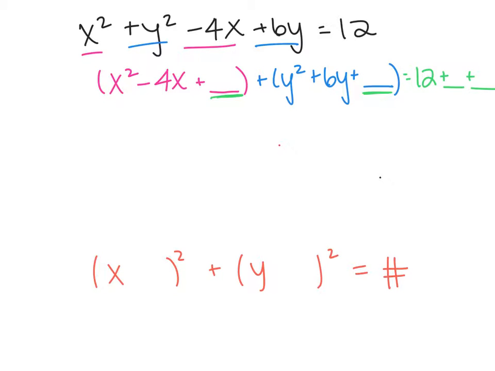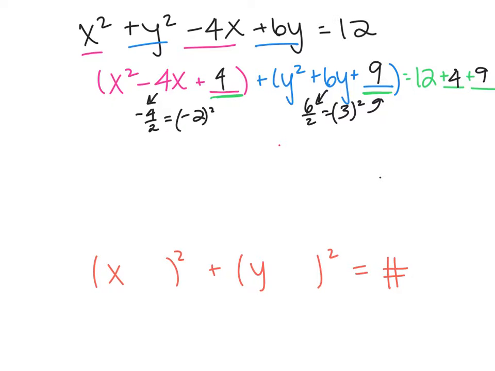So first with our x's, you take -4, divide it by 2, you get -2 and square it, so we need to add a 4 in that blank in order to make it a perfect square trinomial. If we add a 4 on the left side, we have to add a 4 on the right side. Now with our y's, 6 divided by 2 equals 3, square it. To make that a perfect square, we have to add 9. If we add 9 to the left, we have to add 9 to the right.